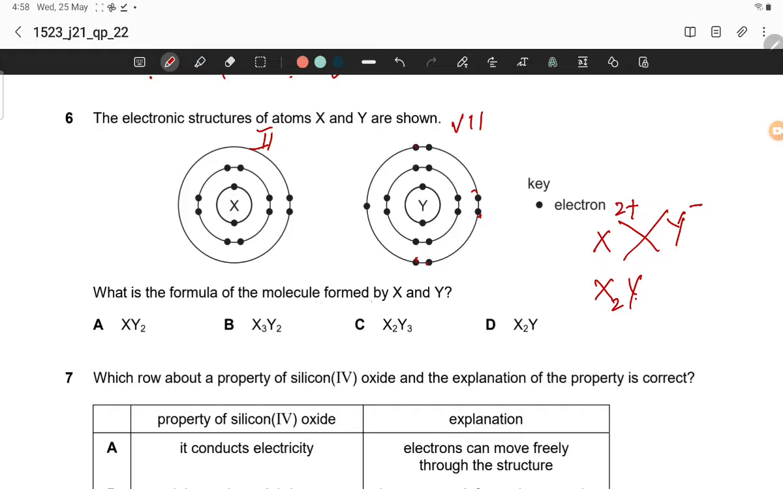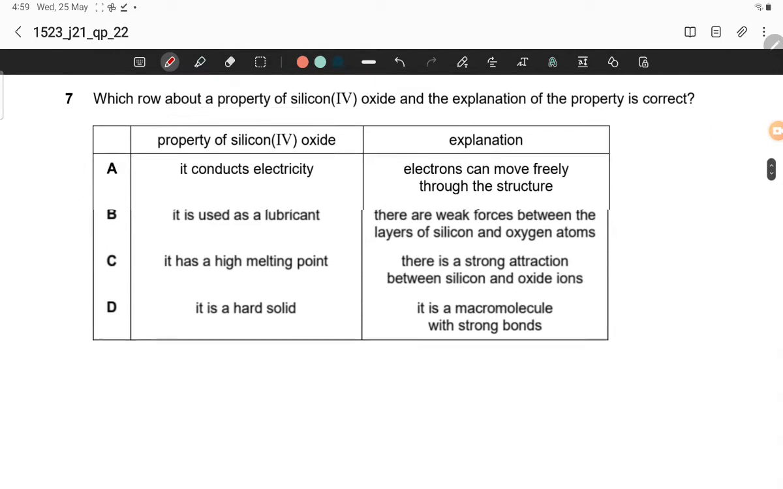because charges are cross multiplied when the formula is formed. So what is the formula of the molecule formed by X and Y? So this must be D option, X2Y. Sorry, XY2. This is XY2. So option A is correct. X3Y2 is incorrect, X2Y3 is also incorrect, and X2Y is also incorrect.